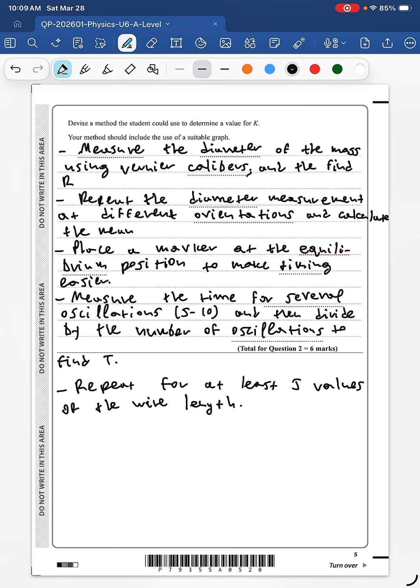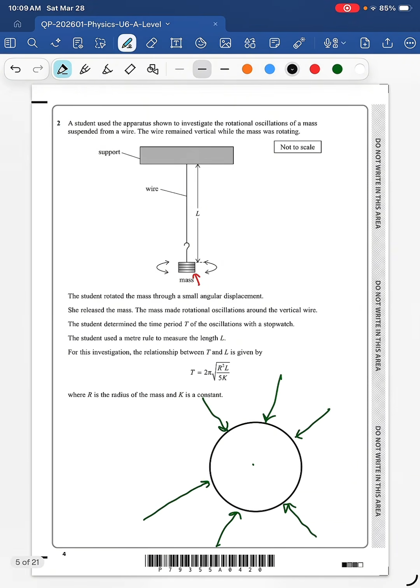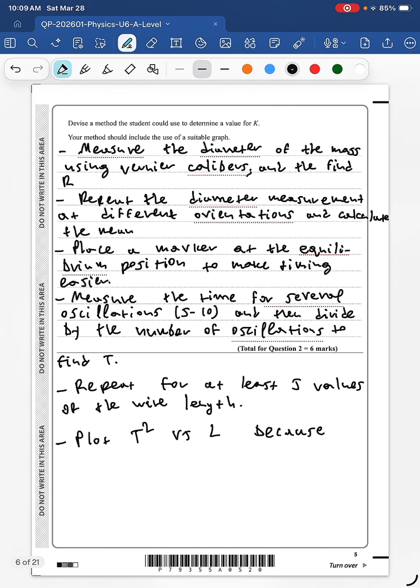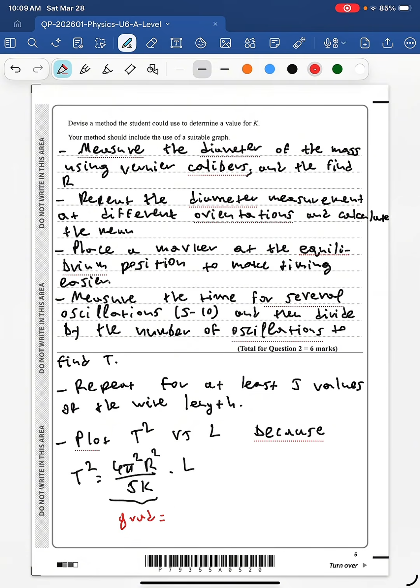Okay, and if you have those 5 values, you can plot T squared versus L, because if we go back and take this formula, we see that T squared is 4 pi squared r squared over 5k times L. So this gradient, let me write it in red. So the gradient is 4 pi squared r squared over 5k. So with the radius known, you can calculate that constant k in the denominator by just calculating the gradient. Okay, and this is a full answer for this question.